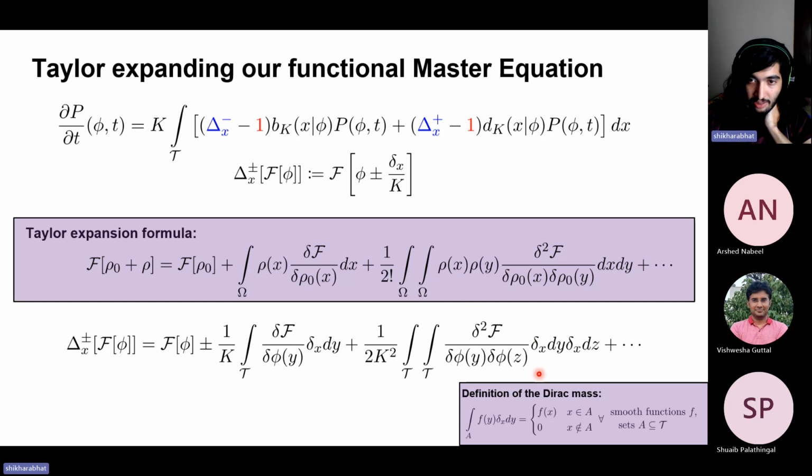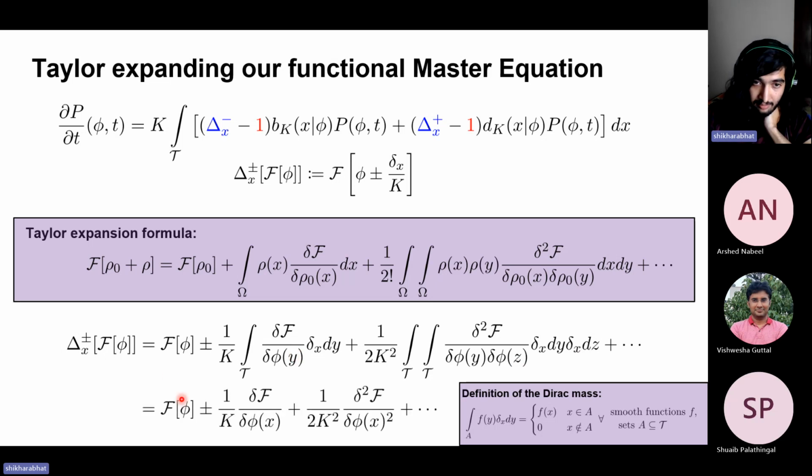And so for example, the first integral removes this y variable and you get dou square f by dou phi x, and the second integral turns phi z into phi x. So if I just use the definition of the Dirac mass, I get f of phi plus minus 1 by k. This integral dou f by dou phi times delta x is dou f by dou phi of x plus 1 by 2 k square dou square f by dou phi dou z, which becomes dou square f by dou phi square, plus so on.